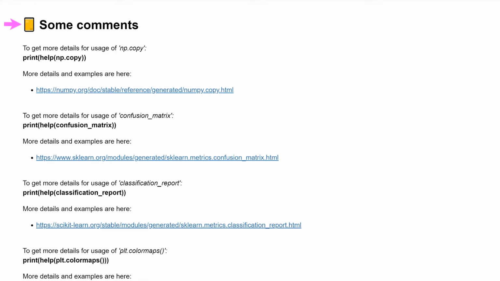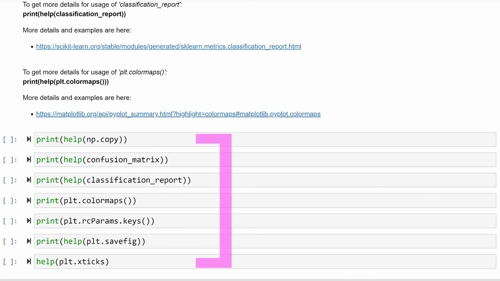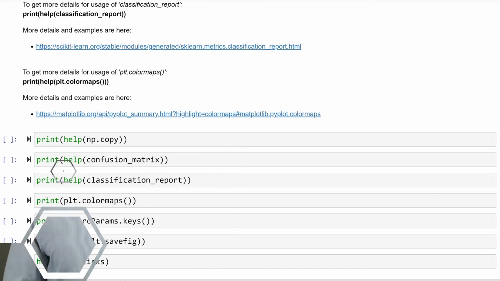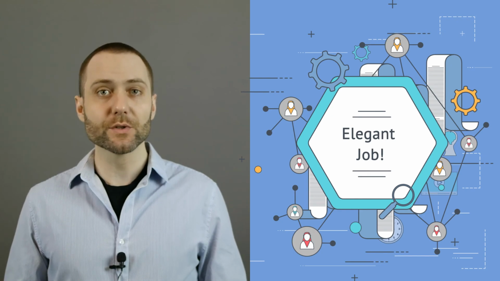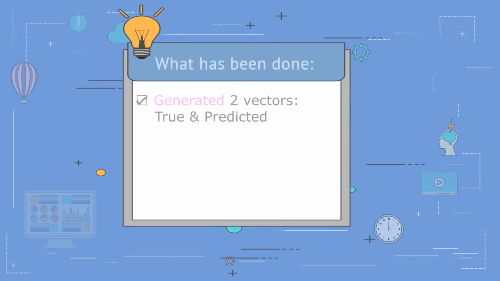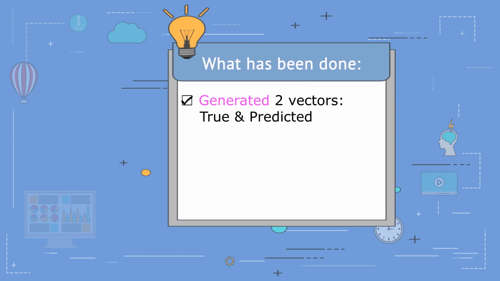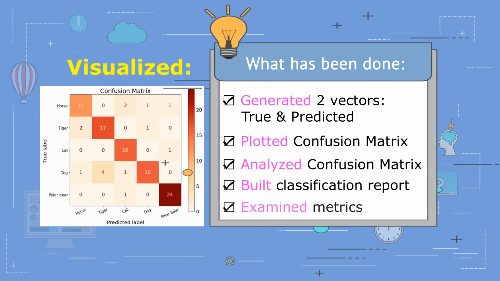At the end of this Jupyter notebook, you can find some useful comments. To get help information, just run these cells. In this lecture, you obtained new skills. We successfully generated two vectors with class indexes, the true one and the predicted one. You are now able to produce vectors and apply them to represent classification results. We also displayed the confusion matrix and built the classification report. You are now able to illustrate interrelation between classes via the confusion matrix and interpret different classification metrics.